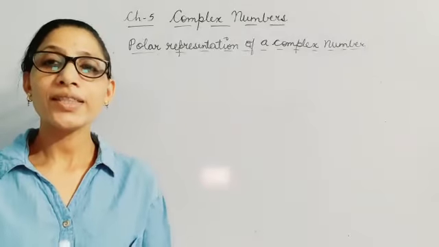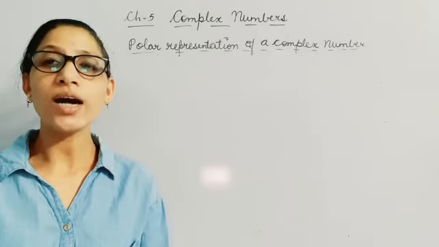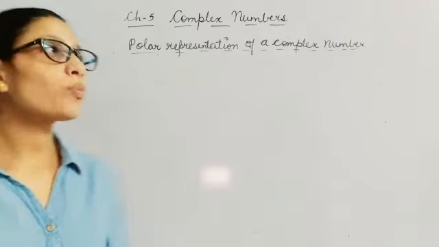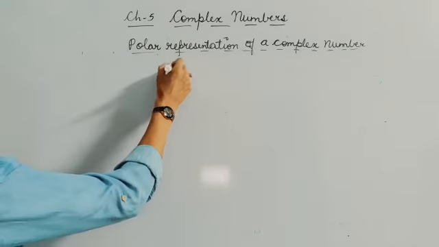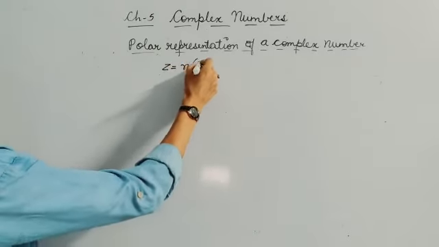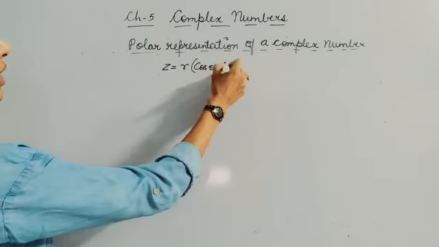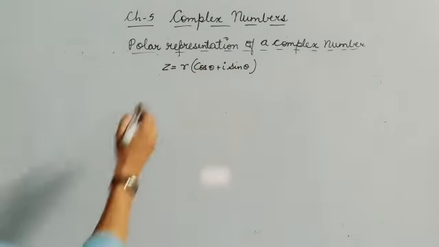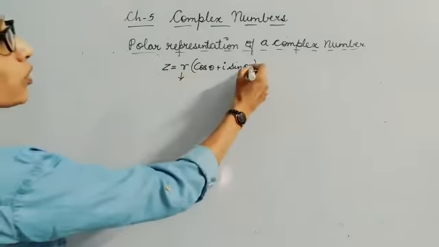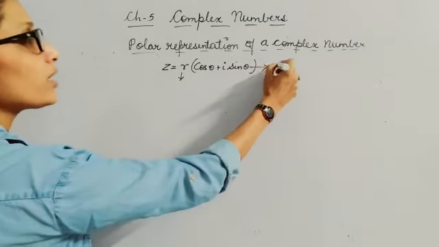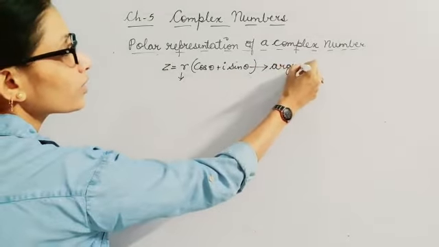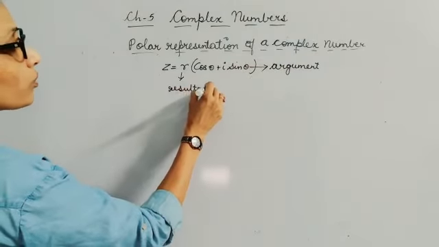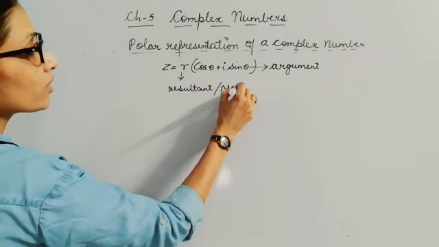Hi everyone. In this video we are going to learn how to convert a given complex number into polar form. So polar form can be represented as z equal to r cos theta plus iota sin theta. But before doing the questions you need to understand what is this r and what is this theta. Children, this theta is known as argument and this r is known as resultant, or you can say it modulus.